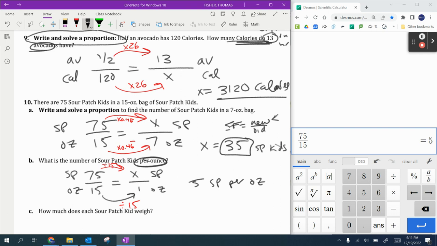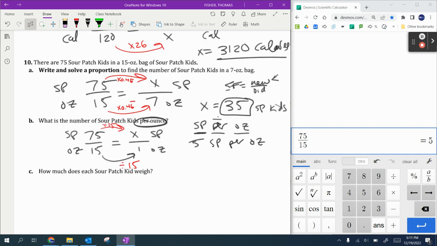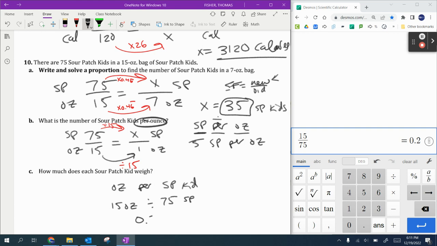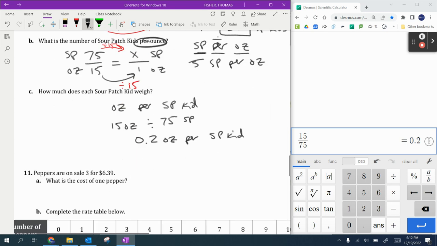A different way to do this is, if you want Sour Patch Kids per ounce, that tells you the order to divide. Divide your Sour Patch Kids by the number of ounces. Whereas the other one wants the ounces per Sour Patch Kid. So that tells us to take the ounces and divide it by the number of Sour Patch Kids. So we do 15 divided by 75, and we get 0.2 ounces per candy, Sour Patch Kid candy. Okay, or use a proportion. You can use either method here.